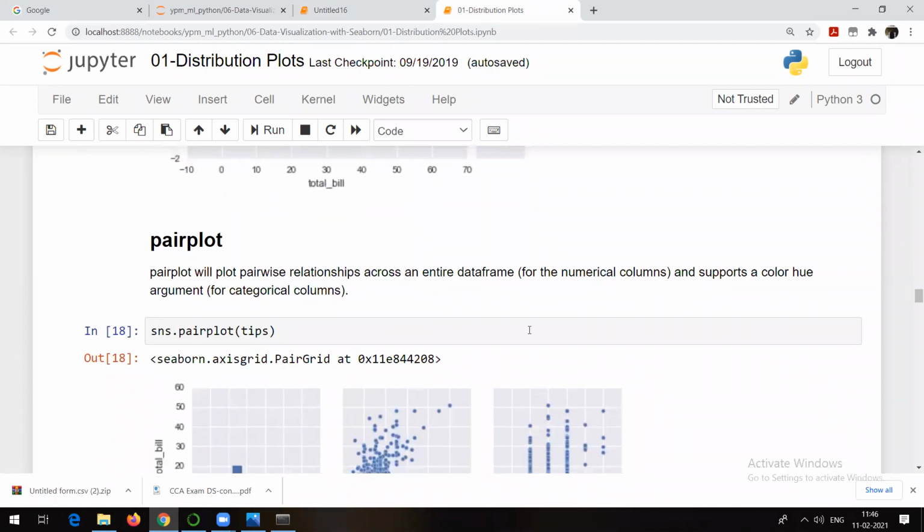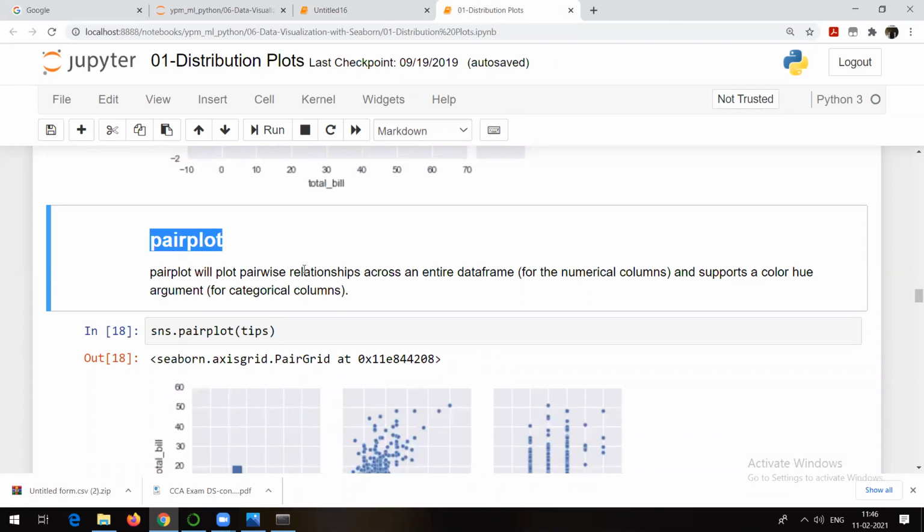Let's discuss one of the important plots with the help of Seaborn, and that is nothing but the pair plot. Now, why is it important? Pair plot is important because it is going to show you the relationship of every column opposite every other column.